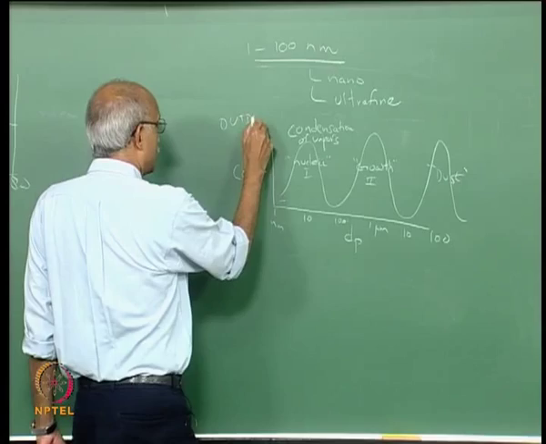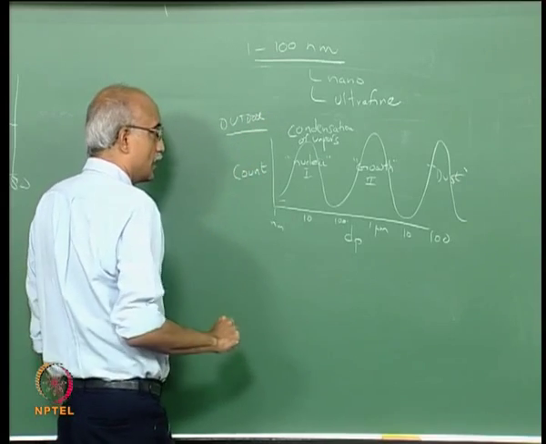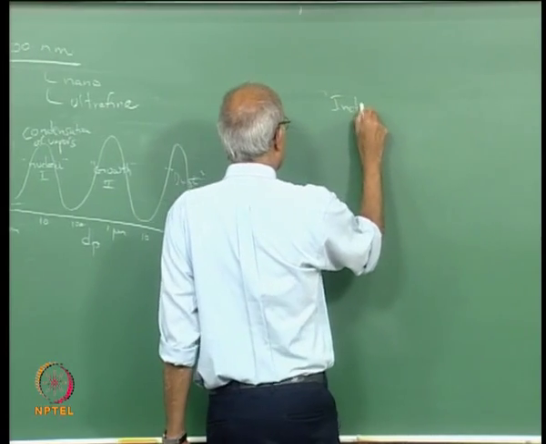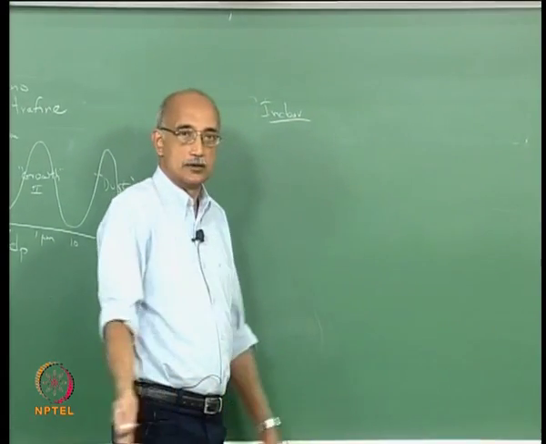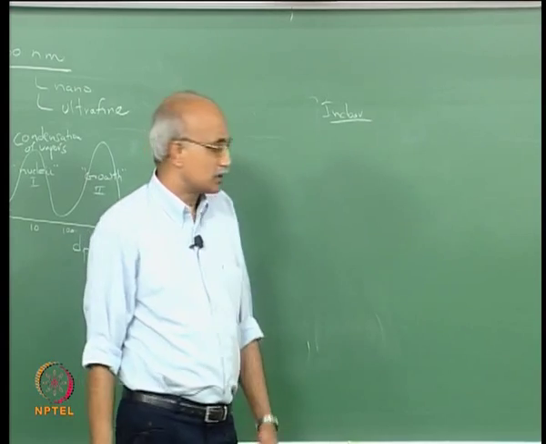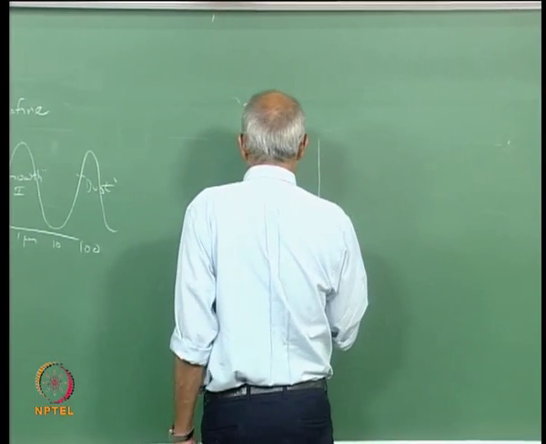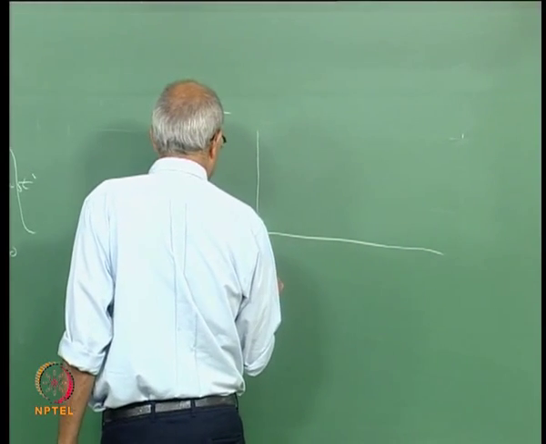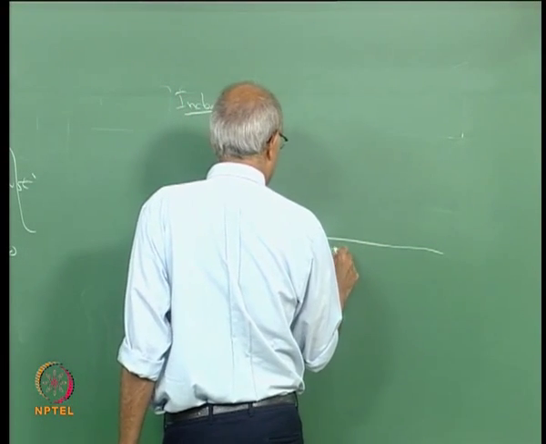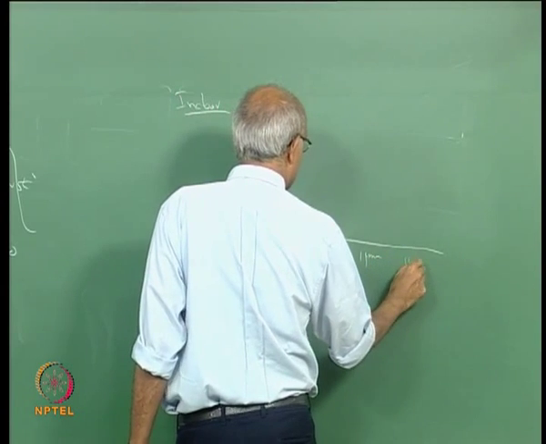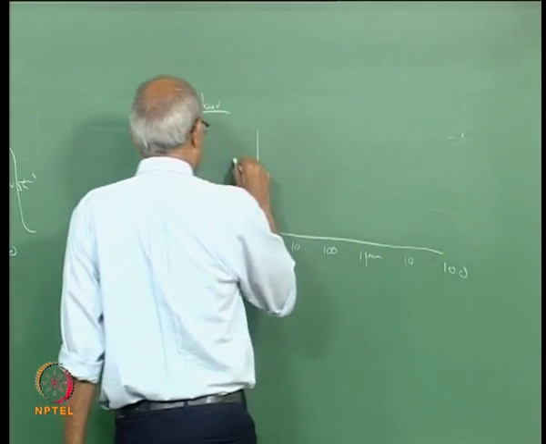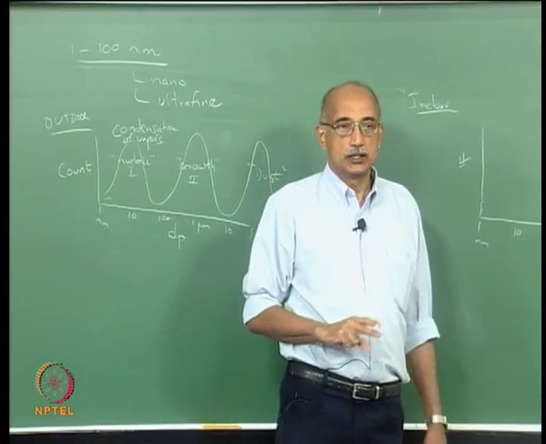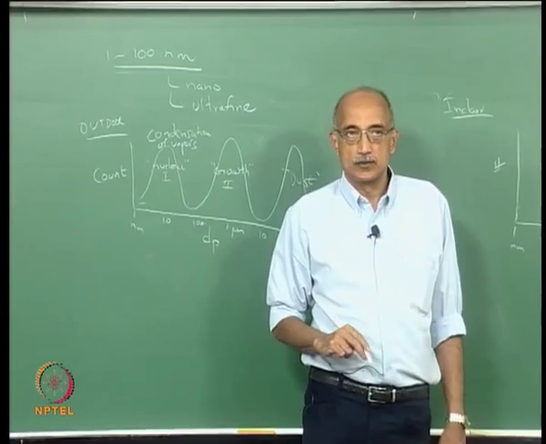So as I mentioned, this is for the outdoor environment. Now how about indoor? What kind of distribution would we expect to see? Suppose you take the sample here in this room, what would be the size distribution you would expect? Again, we go from 1 nanometer to 10 to 100 to 1 micrometer to 10 to 100, and you're looking at the counts. Do you think the same trimodal distribution will prevail in the case of the indoor environment also?